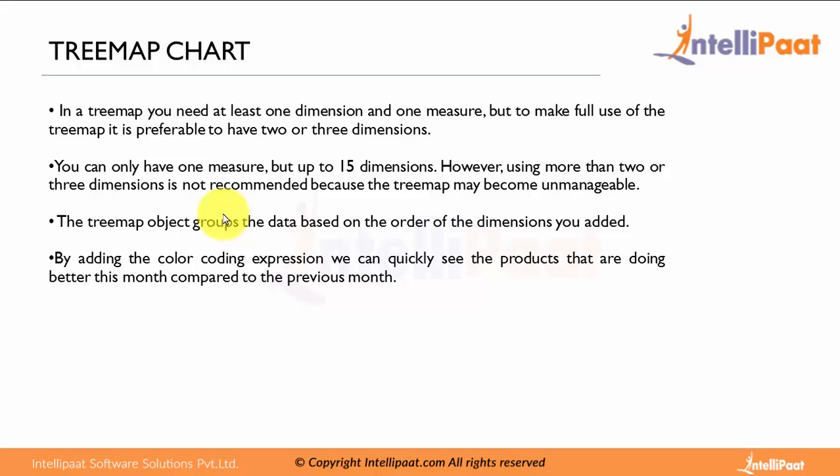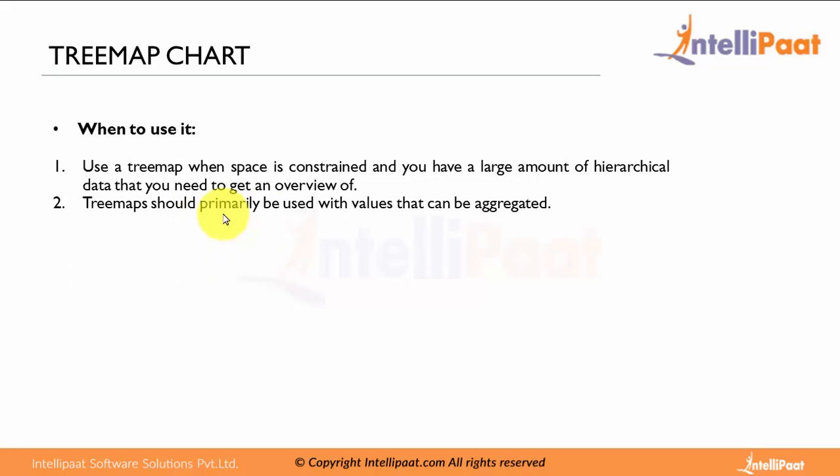The tree map object groups the data based on the order of the dimensions you ordered. So the first dimension, second dimension, and third dimension. Based on the dimensions, it groups the data. By adding the color coding expression, we can quickly see the products that are doing better this month compared to the previous month. So when to use a tree map?